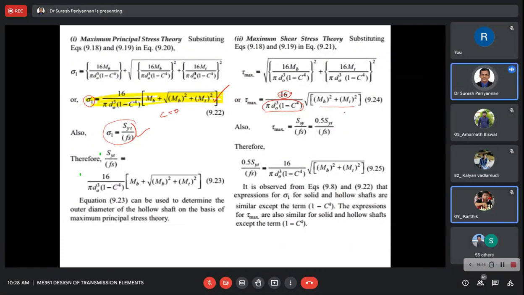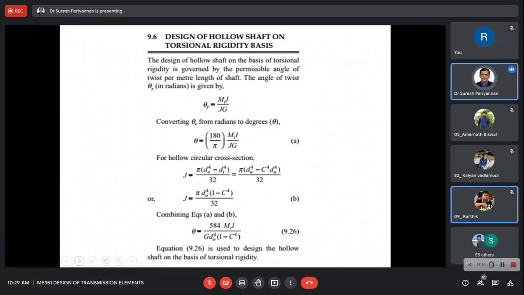Now when you put c is equal to 0, this satisfies the solid shaft, based on the tau max. Here also the left hand side, tau max is nothing but the permissible stress value, 0.5 times SYT divided by FOS. These are the two very important equations while designing the shaft, I mean while defining the diameter of the hollow shaft.